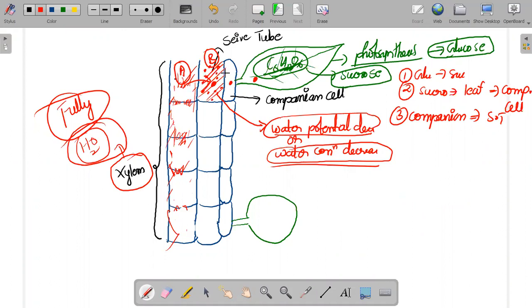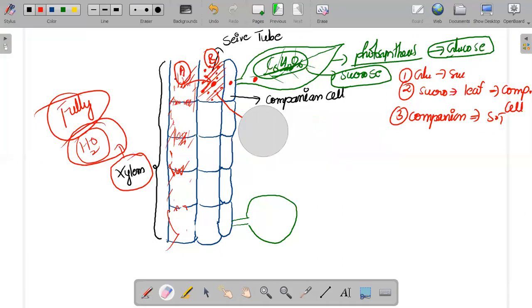Last 5 minutes topic now. As continuous water enters into the sieve tube, its water potential now increases. This cell's water potential will be increased.